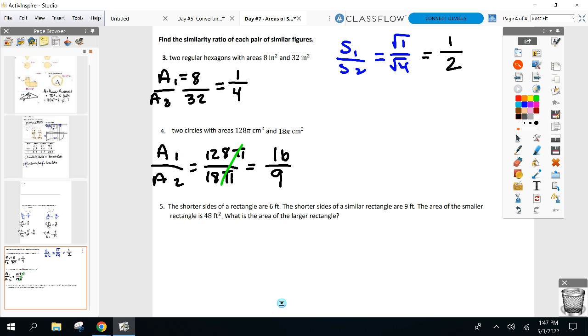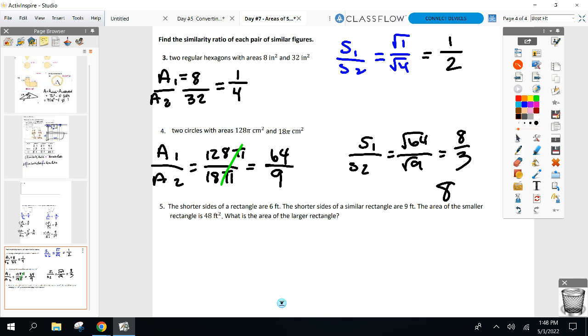Yeah, 64 over 9. So the similarity ratio, square root of 64 over square root of 9. 8 over 3. All right, all that work, what's your deal? Does it matter how we write it? Do we have to write it like a fraction or like a ratio? I don't care. They're both ratios.